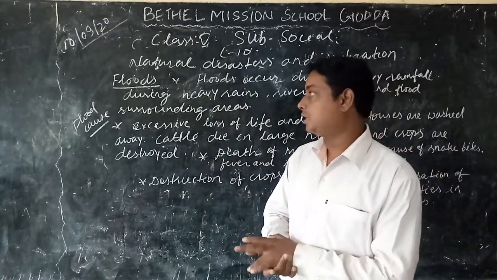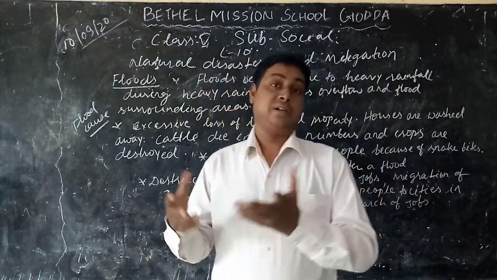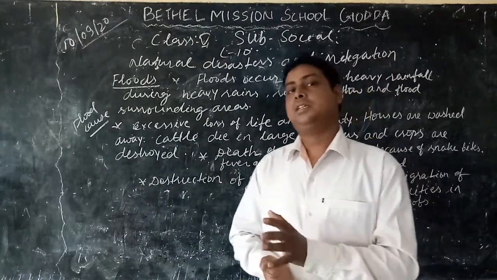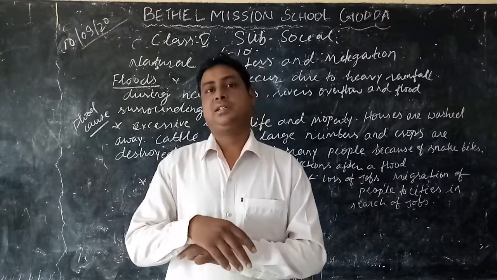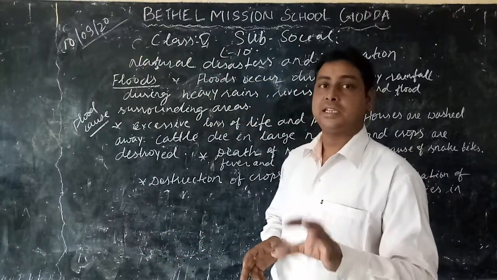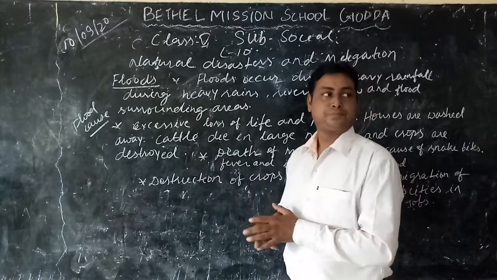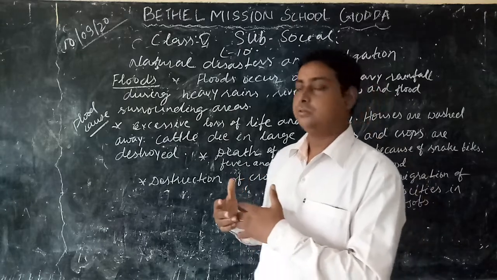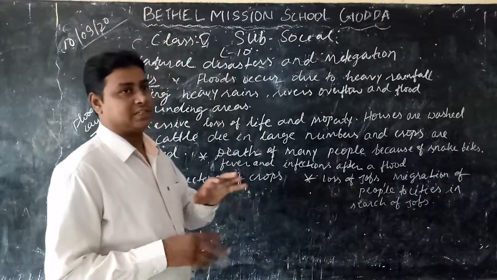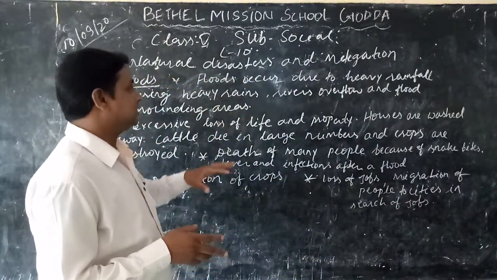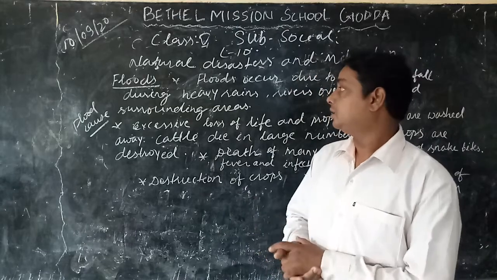As we know, dear students, our nature has provided us so many different types of things. Nature is the creator of the world and the creator of all living things. But nature is a creator, and also a destroyer. That's why sometimes, due to natural calamities, different things occur: floods, droughts, cyclones. These calamities are known as disasters. Now we will talk about the first topic, that is floods.